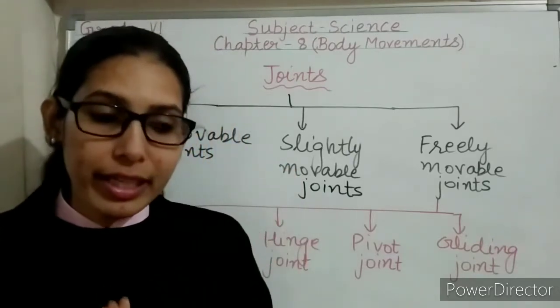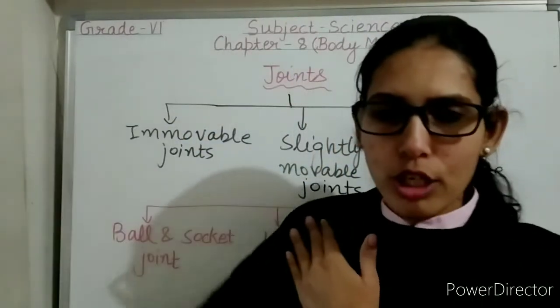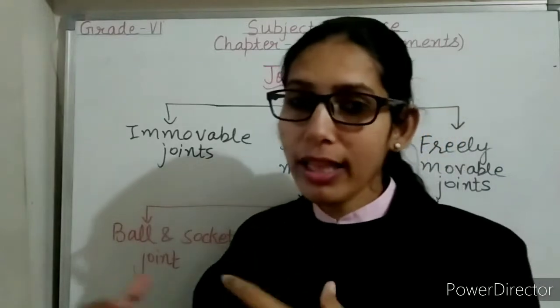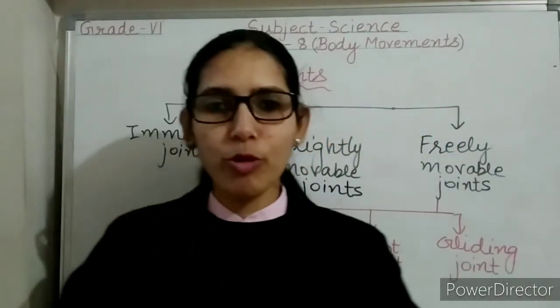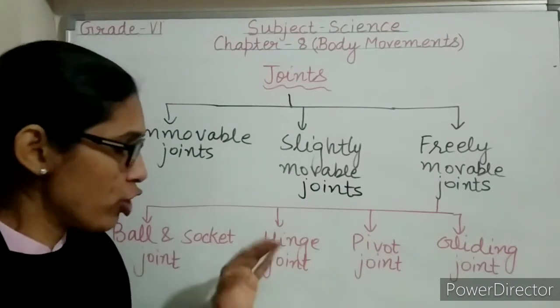Ball and socket joint allows movement in all directions. As you can see, try to rotate your shoulder. Ball and socket joint allows movement in all directions, or we can say it allows movement up to 360 degrees.